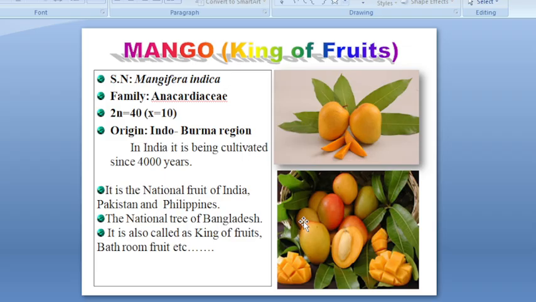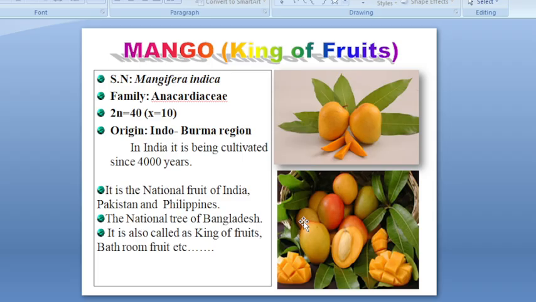It is scientifically called Mangifera indica, belongs to the family Anacardiaceae, and it originated from the Indo-Burma region. It has a history of nearly 4,000 years. The cultivation of mango can be seen even in the literature from 4,000 years ago.